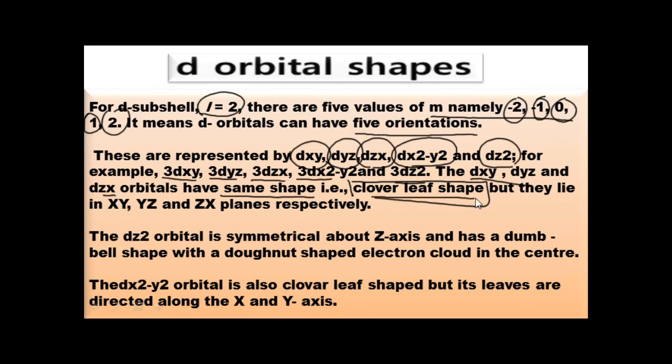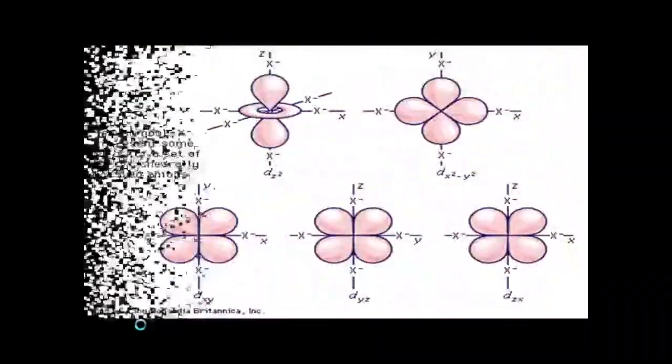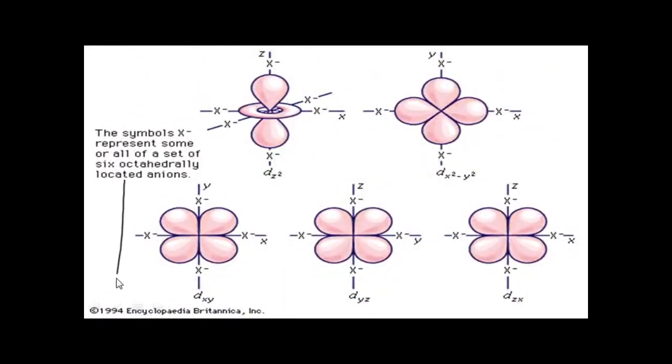Clover leaf means the leaf of a tree, and the shape of that leaf is like this. It is divided into 4 parts. This is called a clover leaf shape, but they are lying on the xy, yz and zx planes respectively. See the shape of the d orbital. These three sets have a similar shape.